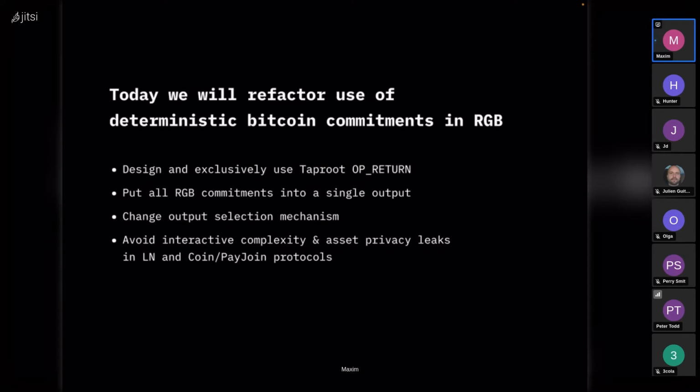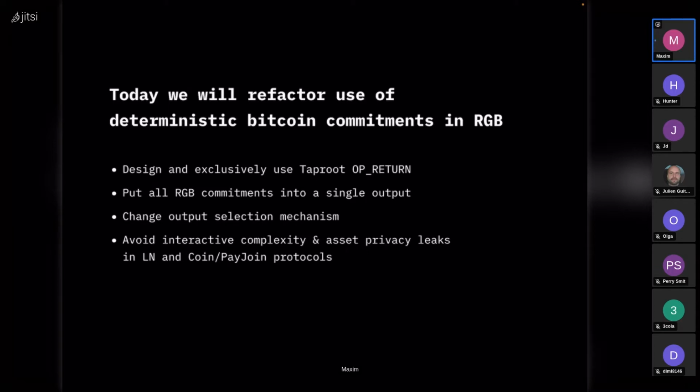And the goal of the call today is to refactor the use of commitments, specifically deterministic Bitcoin commitments. I will explain why they are deterministic in RGB. And we will go through four main design points. The first, I would like to design the use of the Taproot OP_RETURN commitment scheme. And I would like to discuss the proposal of switching RGB exclusively to this commitment scheme, skipping the support of other commitment schemes. I will provide the rationale for this proposal throughout the call.